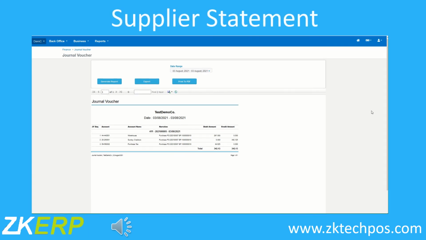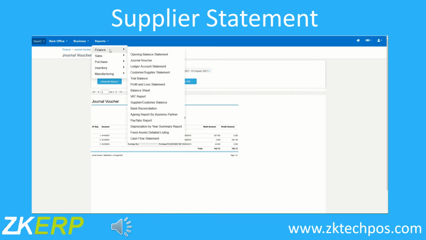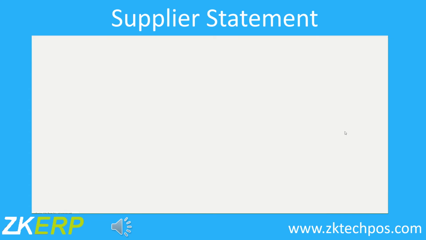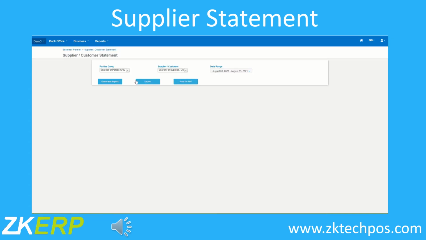Credit purchase also updates the supplier subledger for that supplier. It can be viewed from the Reports, Finance, Supplier or Customer Statement menu option, or the Reports, Finance, Supplier or Customer Balance menu option. Both menu options generate reports and allow viewing the supplier statement and journal entry associated with it.